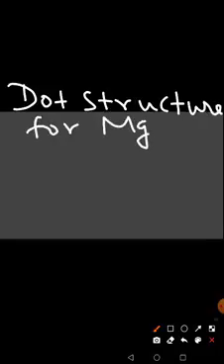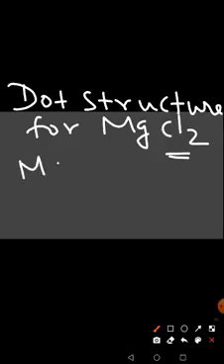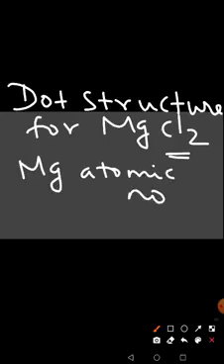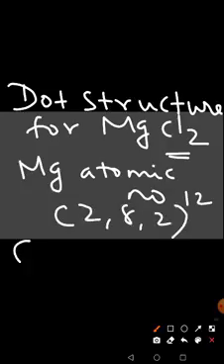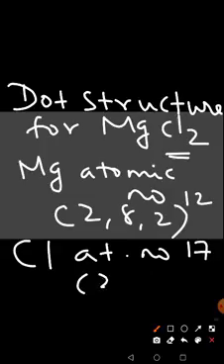for magnesium chloride, MgCl2. For such compounds, only dot structure is very helpful. Magnesium, you all know, atomic number is 12, right? Electronic configuration is 2, 8, 2, and chlorine, atomic number 17, electronic configuration is 2, 8, 7. So now we are doing the dot structure for magnesium chloride.